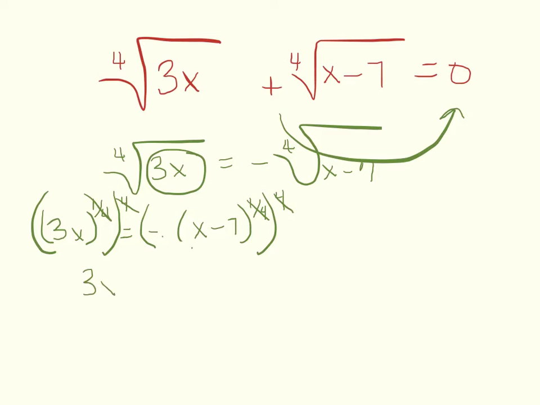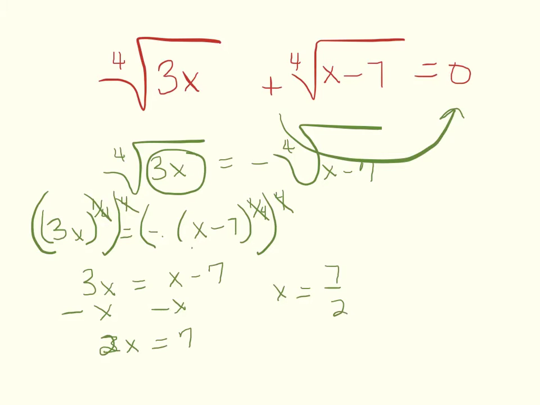So I'm going to have 3x equals x minus 7. I'm going to subtract x from both sides. And 2x equals 7. And I get that x equals 7/2. Now the one thing that I need to check here is whether or not this is true.